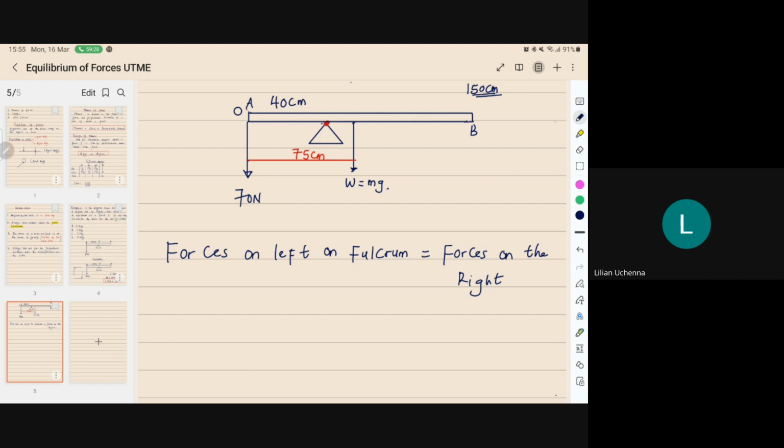Now, let's continue with the first. The first guy, which is 70 Newton, is at the left-hand side of the fulcrum. Now I'm going to check what's the distance between the force and the fulcrum. Perpendicular distance, it is what? It is 40. So recall that your moment is equal to the force multiplied by perpendicular distance.